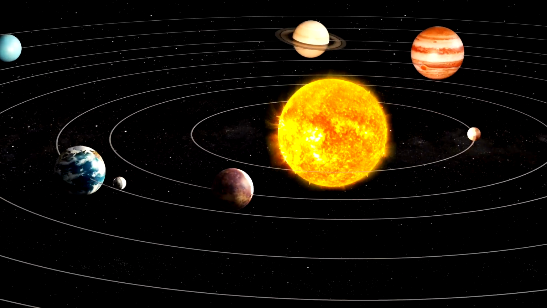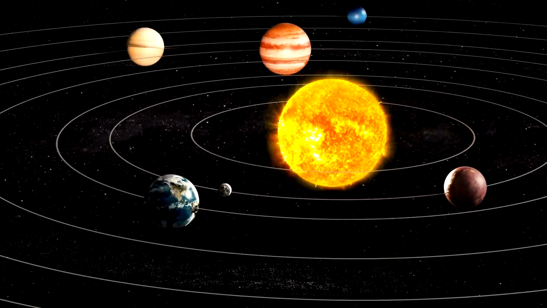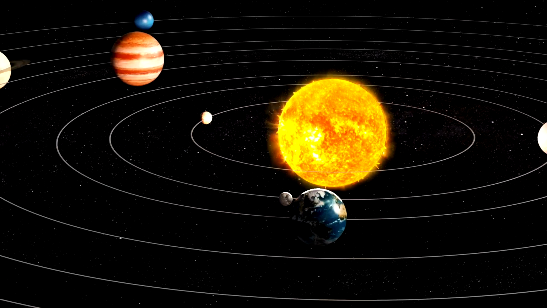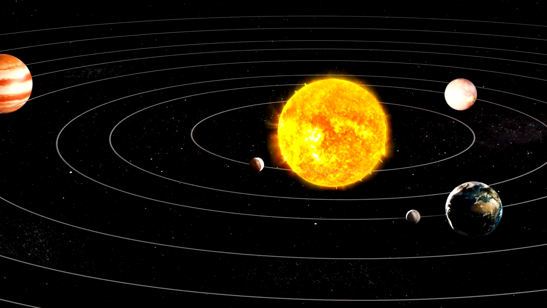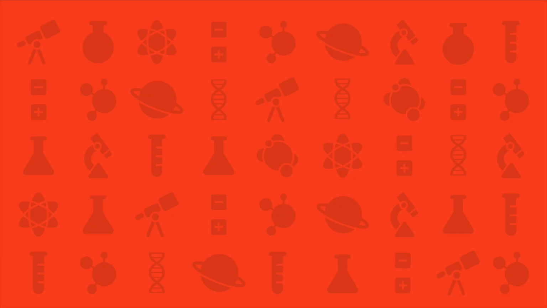And after 4.5 billion years, you finally have yourself a solar system, where most of that gas and dust has now accumulated into the planets, moons, asteroids, and comets. And there you have it. Those are the steps to forming your very own solar system.